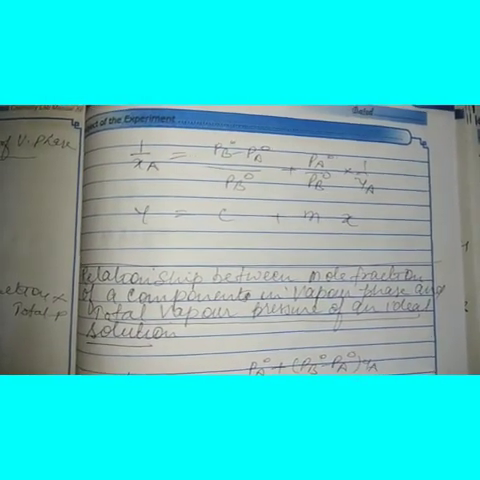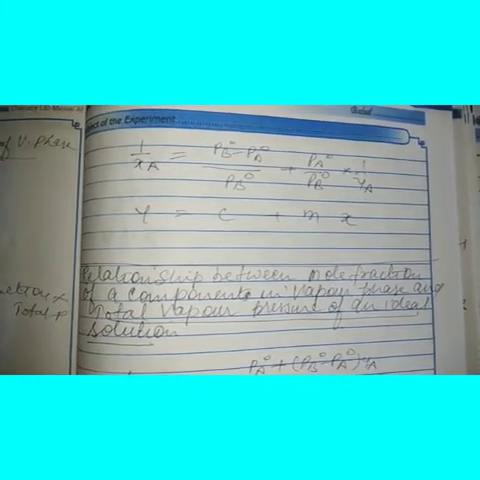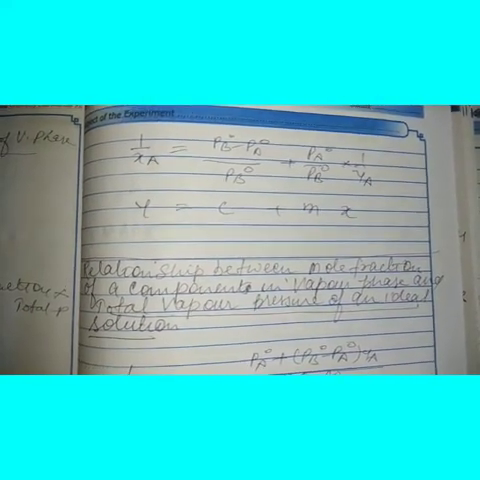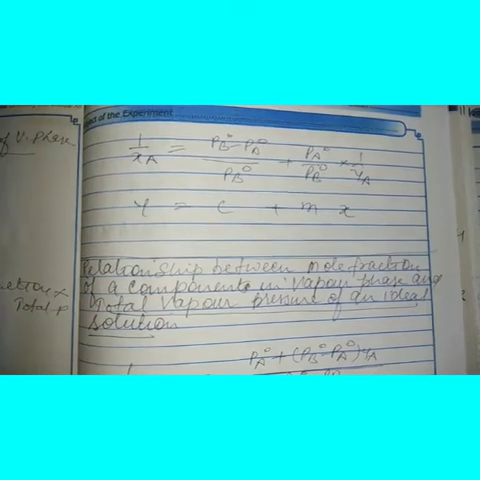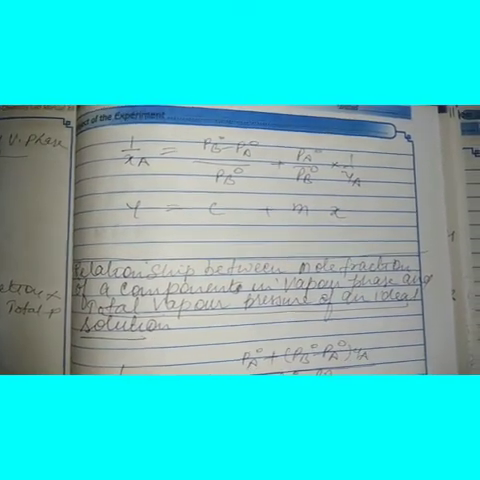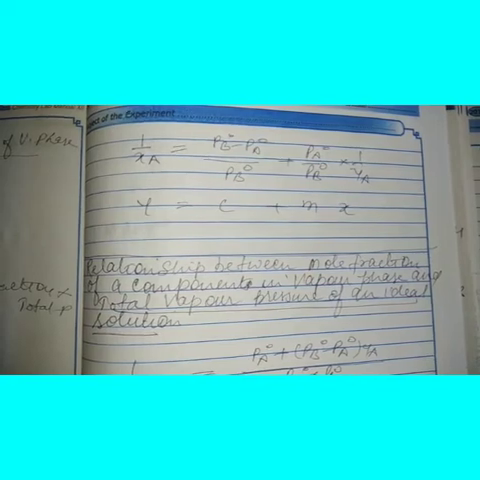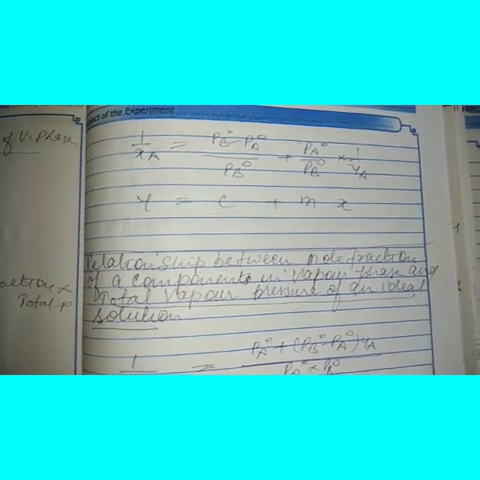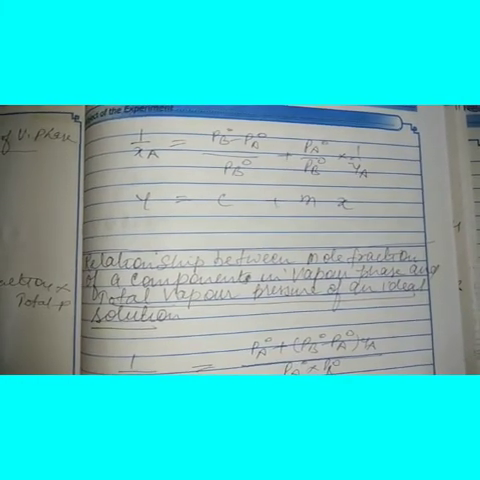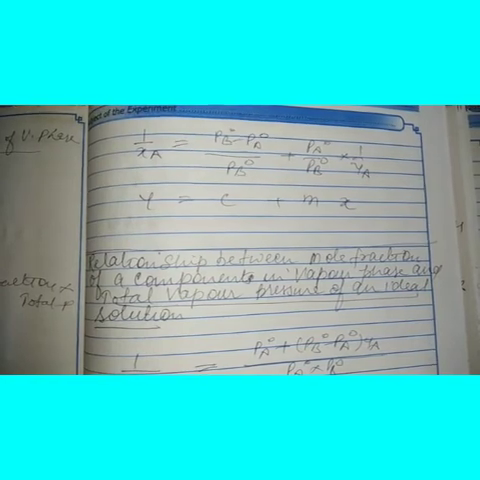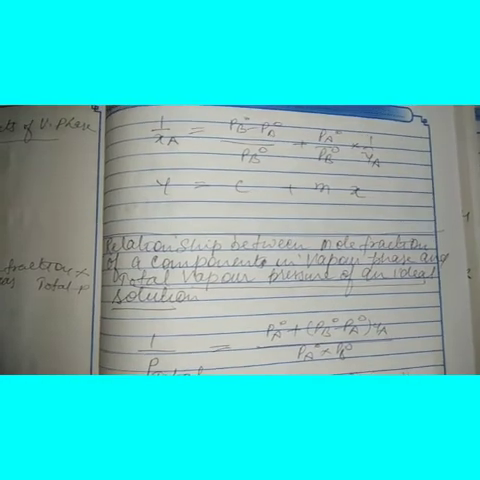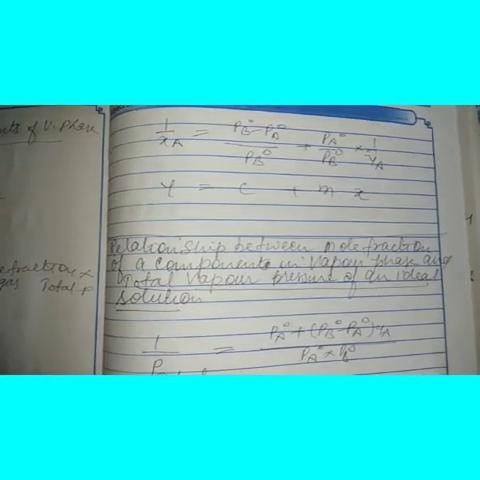Similarly, 1 upon XA equals (PB naught minus PA naught) upon PB naught, plus PA naught upon PB naught into 1 upon YA. Here XA means the mole fraction in the liquid phase and YA means the mole fraction in the vapor or gaseous phase, and PA naught and PB naught are the pressures in the pure state. It also follows Raoult's law, and it also follows the straight line equation Y is equal to C plus MX.